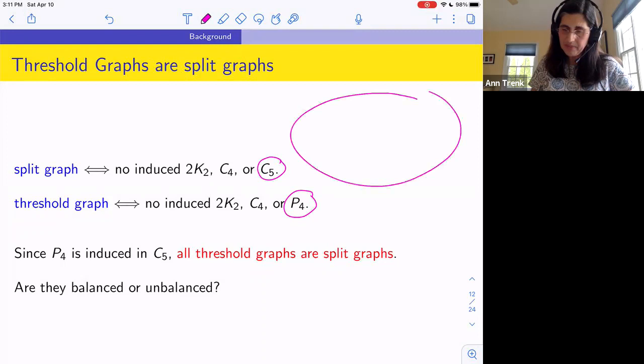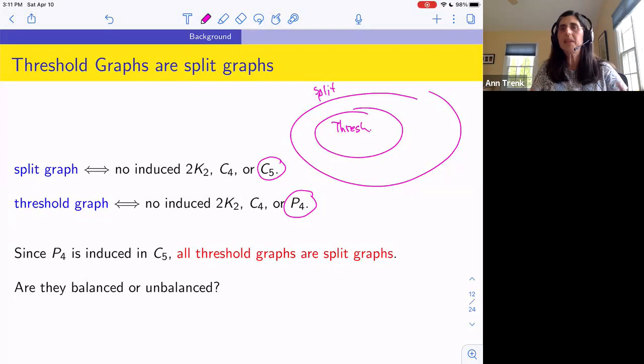And then somewhere in here are threshold graphs. But we just talked about the class of split graphs being divided into two parts, balanced and unbalanced. And so it's natural to ask those threshold graphs, where do they lie in terms of balanced and unbalanced? Can they be balanced and unbalanced, or are they all balanced, all unbalanced? And the answer is that they are all unbalanced.